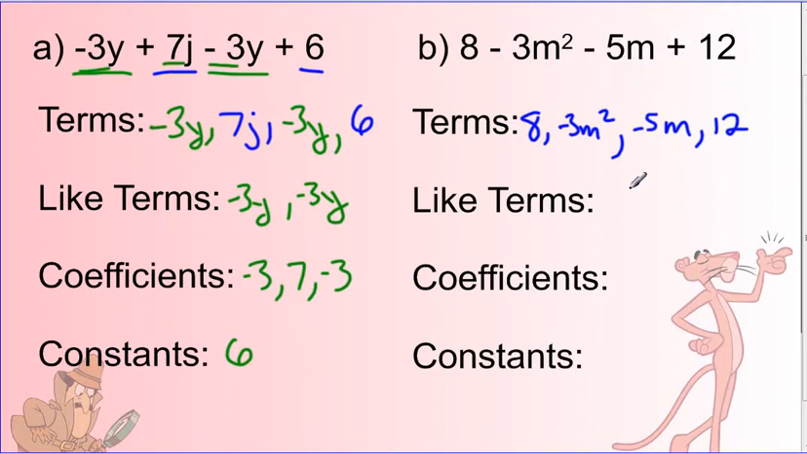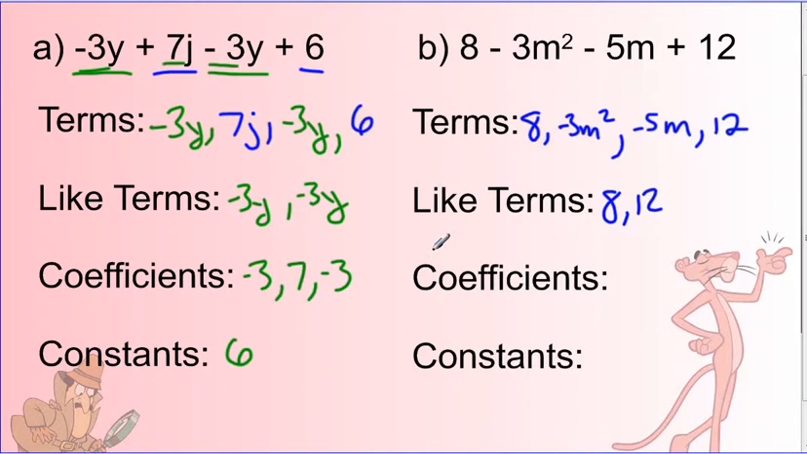Like terms. Nothing here has the exact same variable. I've got m squareds and m's. They might look similar to you, but they're really different things. And you can't say that those two things are alike. But is there anything else there that we could actually add together? The answer is yes. That 8 and that 12. The 8 and the 12 are like terms. I can add and subtract those together. That makes them alike.